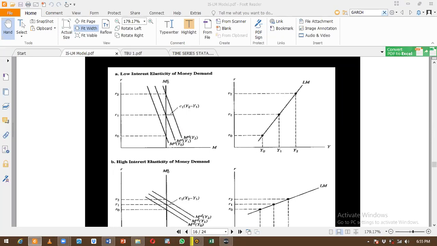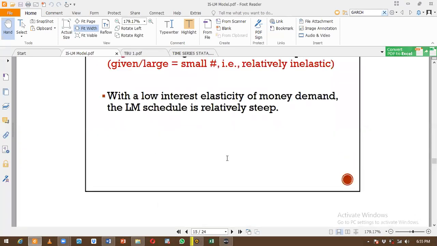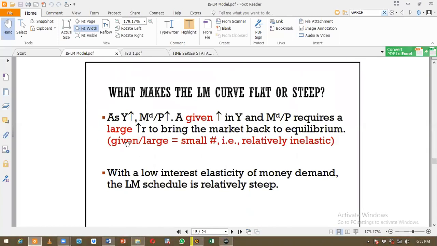Yes. Okay. Now let's look at what they were stating here. If income should go up, then the real money demand will go up. Whenever there's a given increase in Y, the real money demand is also moving up. So they really require a very large increase in interest rates before the money market will go back to equilibrium. And the reason is that money demand doesn't really respond to changes in interest rate.